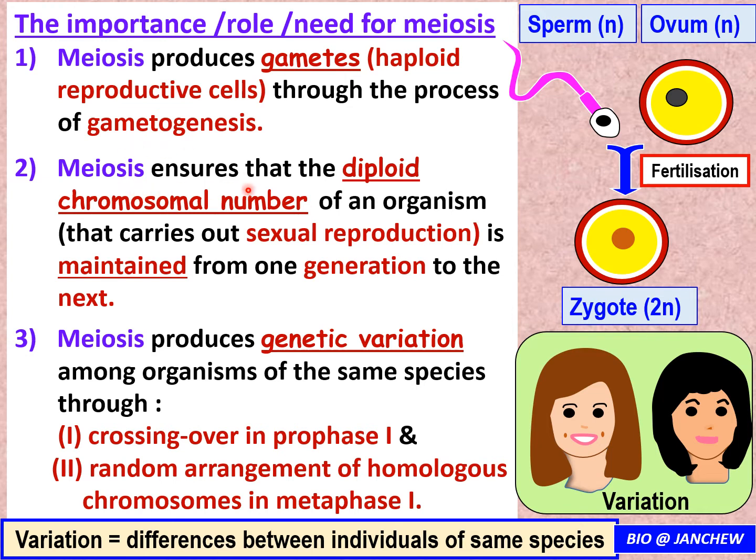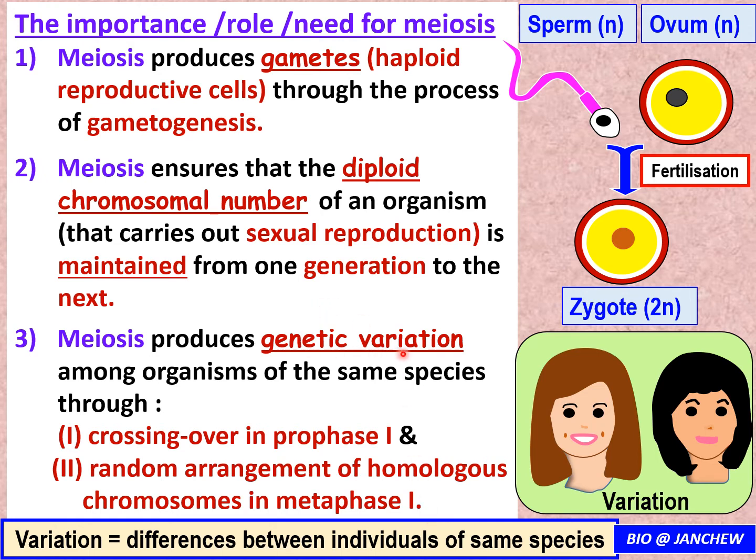Okay, so meiosis ensures that the diploid chromosomal number of an organism is maintained from generation to the next because it produces haploid sperm and haploid ovum. So that when these two haploid cells fuse together, you get the diploid zygote and a diploid organism formed. Now we'll discuss more of this in the next slide. Now number 3, meiosis produces genetic variation among organisms of the same species through crossing over in prophase 1 and random arrangement of homologous chromosomes in metaphase 1.